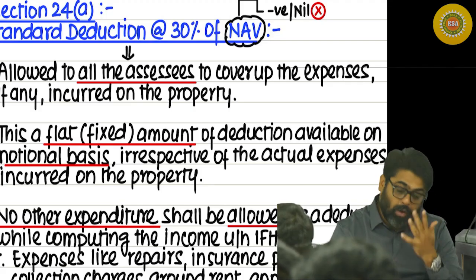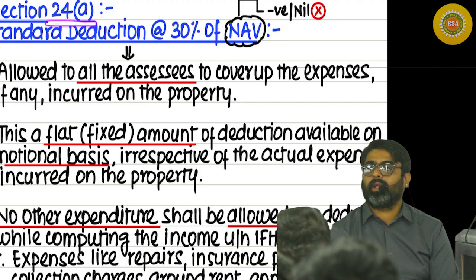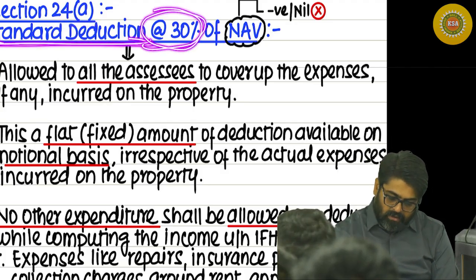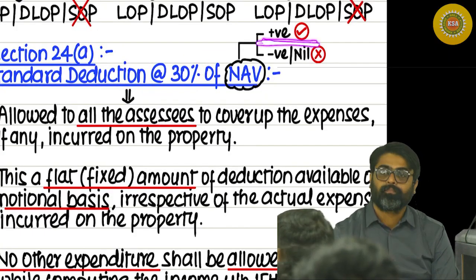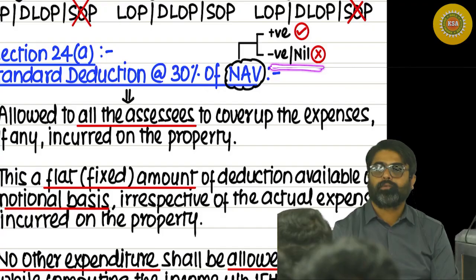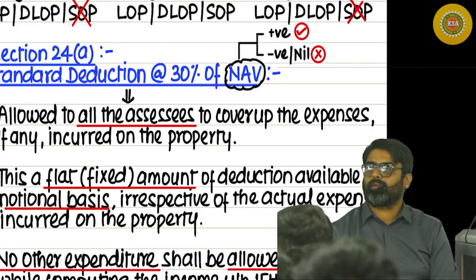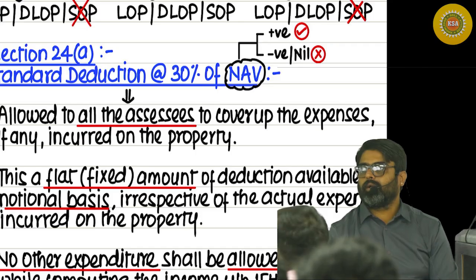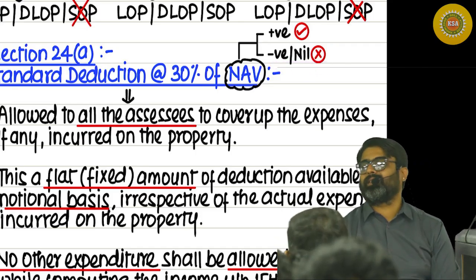Yes or no? Now please remember one thing, section 24(a) clearly says that the standard deduction at the rate of 30% of NAV will be available only if the NAV is positive. If NAV is negative or nil, no standard deduction will be available. Yes or no?